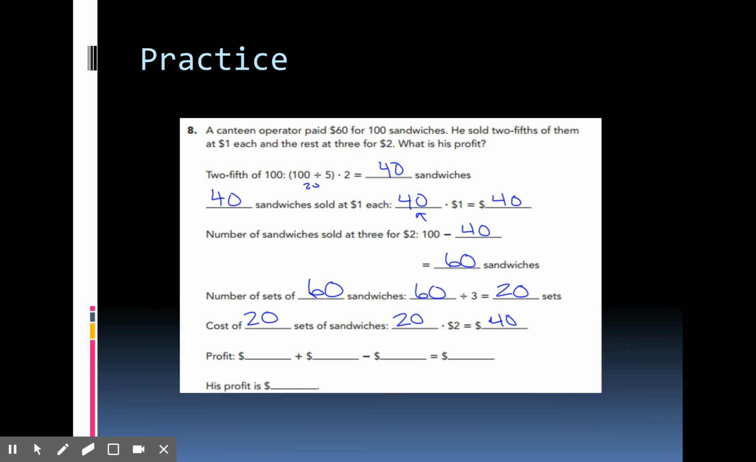So his profit was the 40 he sold for $1, so $40. And then the other $40. And then how much he paid originally, $60. So 40 plus 40 is 80, minus 60 is $20. So his profit is $20. Not a very good profit.